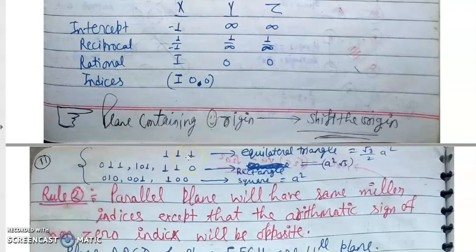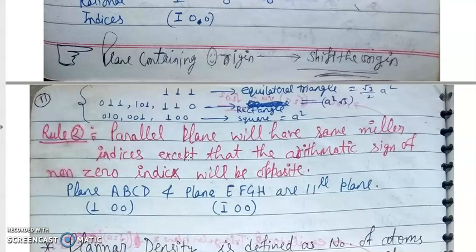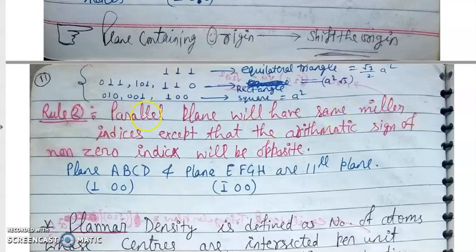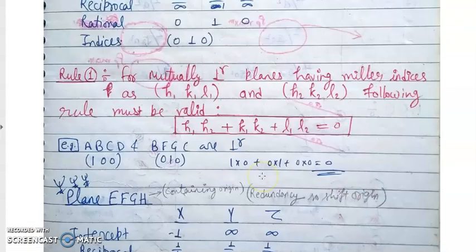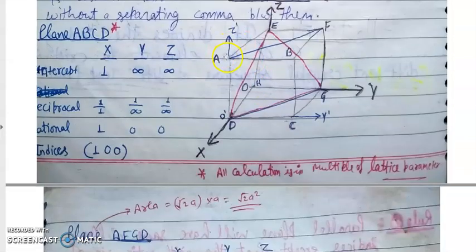So if a plane is containing the origin, then you can go like this. Parallel planes will have the same Miller indices, except that the arithmetic sign of non-zero indices will be opposite. If plane ABCD and plane EFGH are parallel planes, the only change is in the sign. Here it is 1, which is a positive index. Here it is 1 bar, which is a negative index. So these are the Miller indices, and these two planes are parallel planes. Let's see in the picture. This ABCD is your front plane, and EFGH is the backward plane, if you recall it.